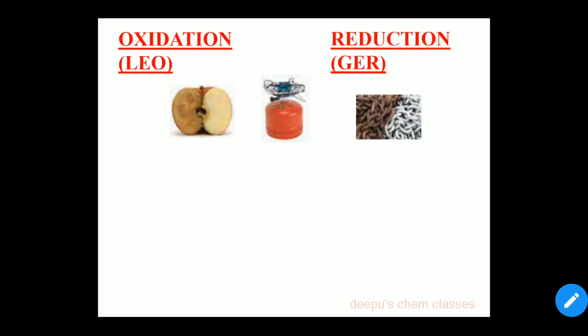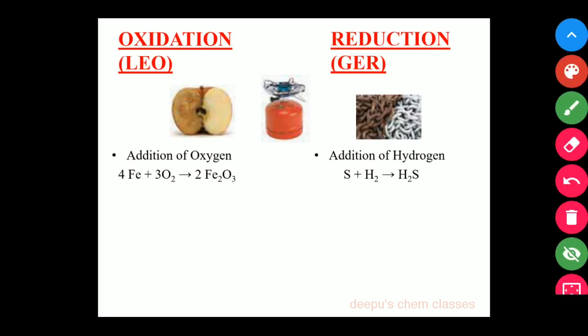So similarly, you can say many examples for oxidation and reduction that happen in our day-to-day life. Let us see the definition of oxidation. Addition of oxygen is said to be oxidation. For example, here we are taking iron, Fe. When oxygen is added to iron, it forms ferric oxide, Fe2O3, or simply you can say iron oxide. So addition of oxygen is said to be oxidation.